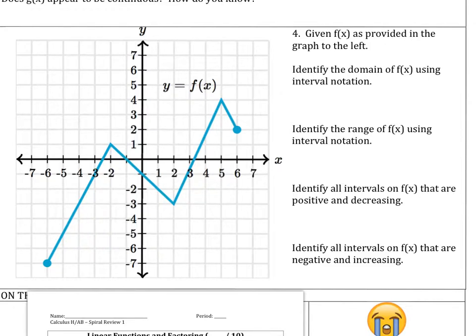Finally, we're going to look at our domain and range. This week it's just going to be graphical things. So we've got to take a look at this and find the domain using interval notation. Well, we know we're starting at -6, going to +6. The domain would be -6 to 6. The range, we're looking for the lowest to the highest values. We're starting at -7 and going up to +4.